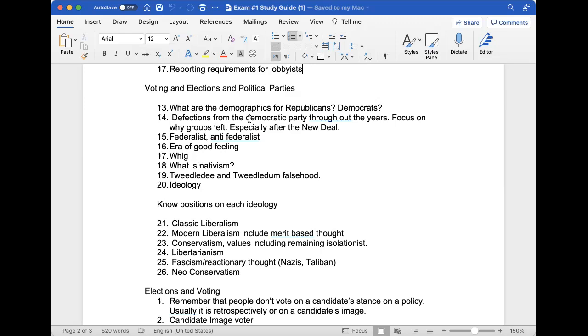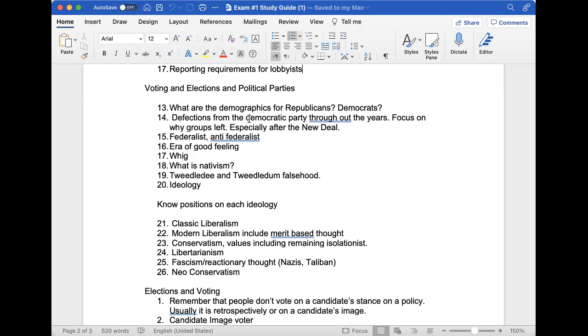Know what libertarianism is, and how that's somebody that's economically conservative as well as socially liberal. Know what fascism and reactionary thought is. A reactionary group might be somebody like the Nazis or the Taliban. Say, for instance, if we had a party here in the United States that restricted the right to vote for a demographic group, whether it be women or ethnic groups, that could be an example of a reactionary group.